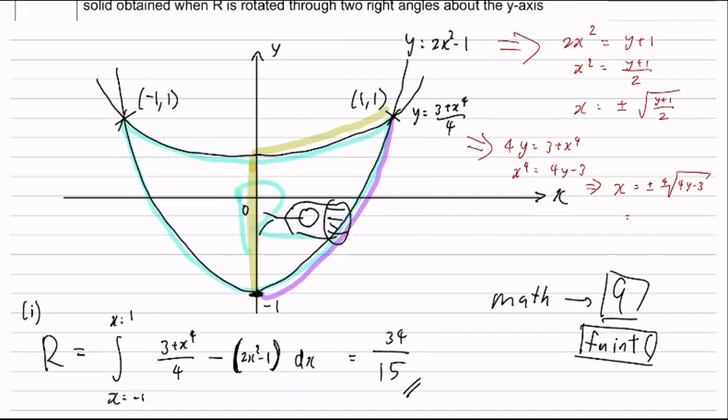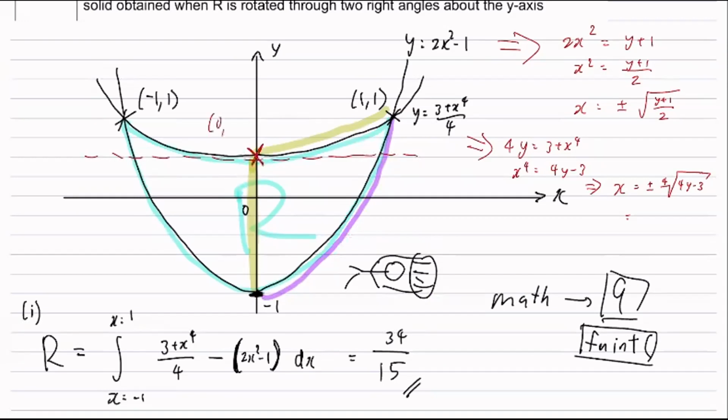Yeah. Here. So that means that you actually need to split it up along this graph here. What's this point here? It's 0, 3 over 4, right?